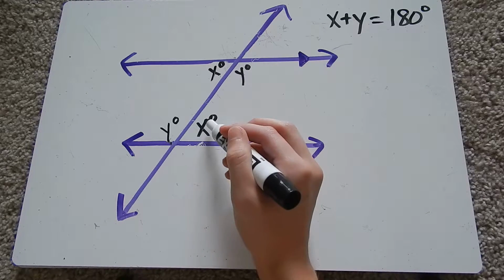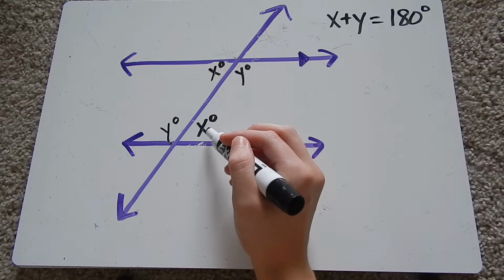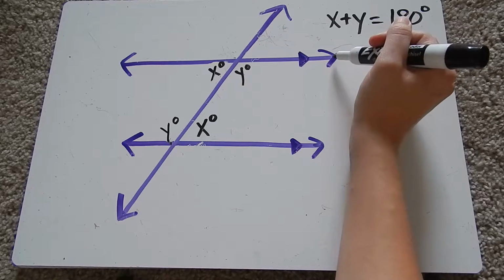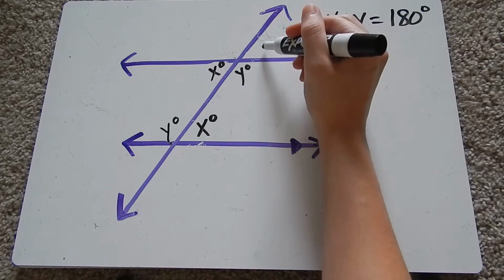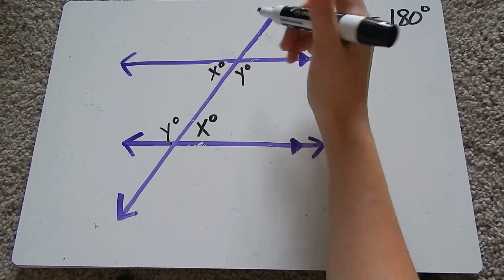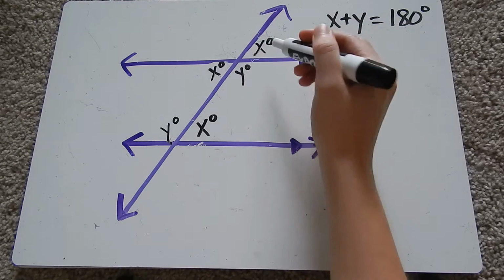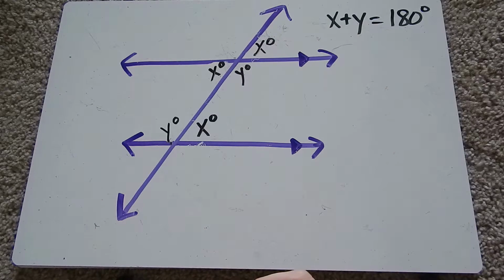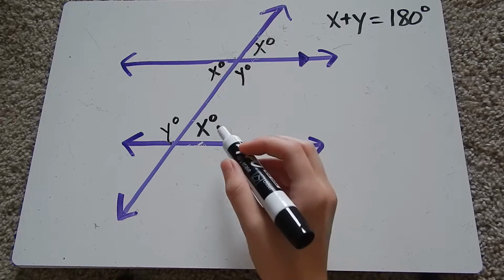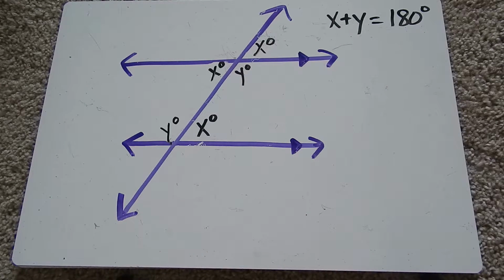So this one's at the top on the right hand side of the transversal. So if I'm looking at this at the top on the right hand side of the transversal, this will also be x degrees. Those are corresponding angles. They're in the same position, just on the different parallel line.